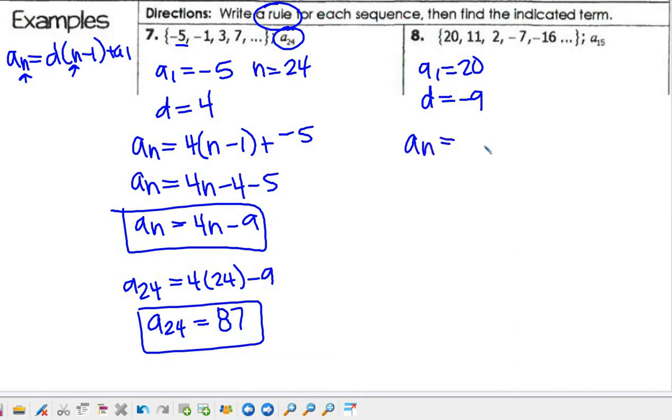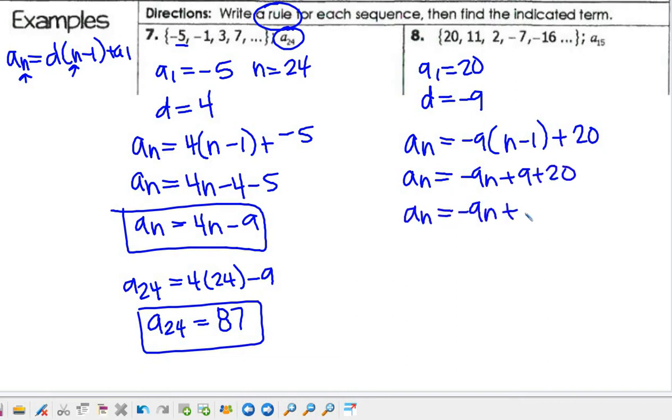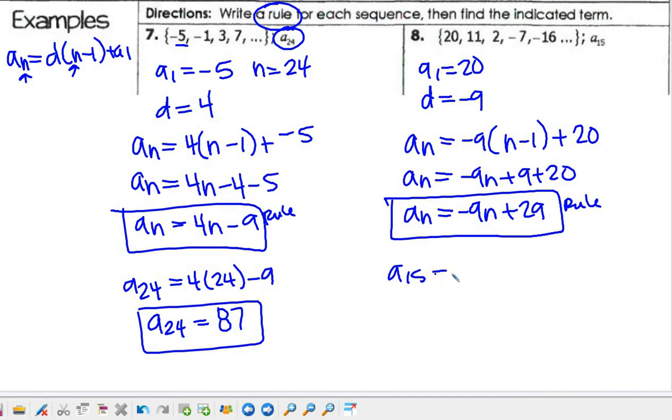So we have a sub n is equal to negative 9 times n minus 1. So remember, we have to write our rule first, plus 20. So a sub n is equal to negative 9n plus 9 plus 20. So a sub n is equal to negative 9n plus 29. So this is our rule. And then if we want to find a sub 15, we just plug in an explicit form. So a sub 15 is equal to negative 9 times 15 plus 29, which is negative 106.